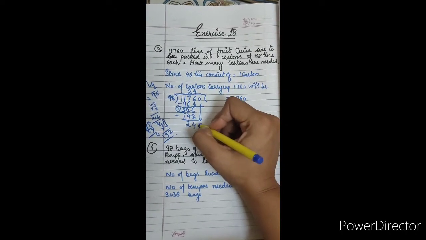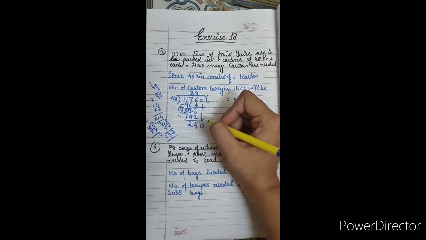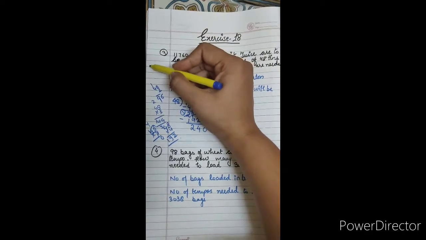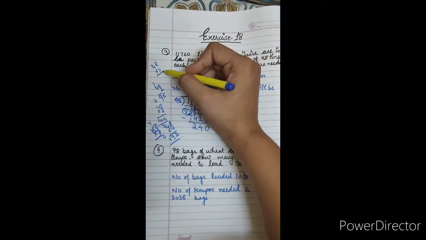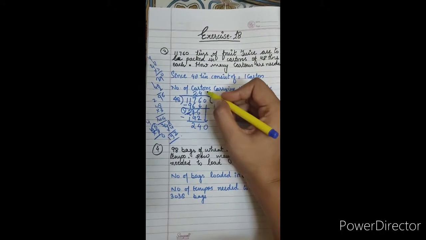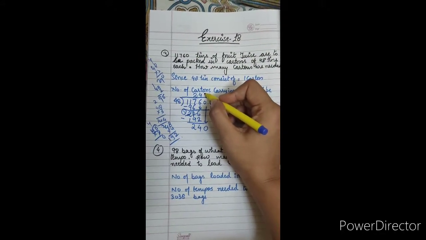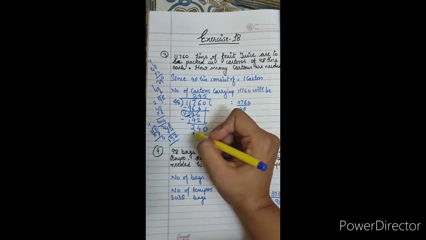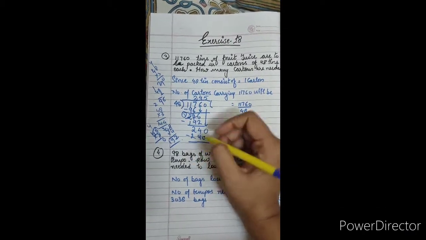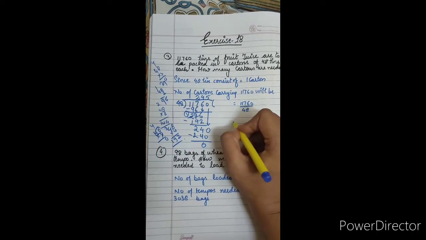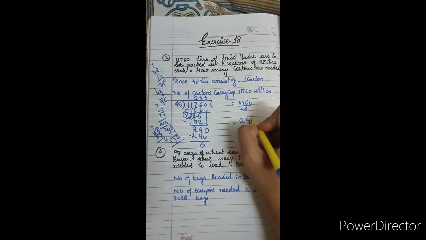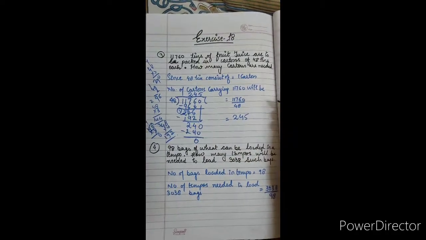to make 240. So now we check 48 into 5. 5 8s are 40, 5 4s are 20, 24. So 48 5s are 240. So write 5 after 4 in the quotient and 240. Now we subtract 240 from 240 is 0. So the answer will be 245 cartons are needed.